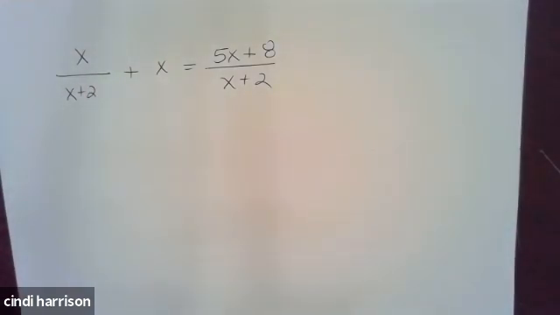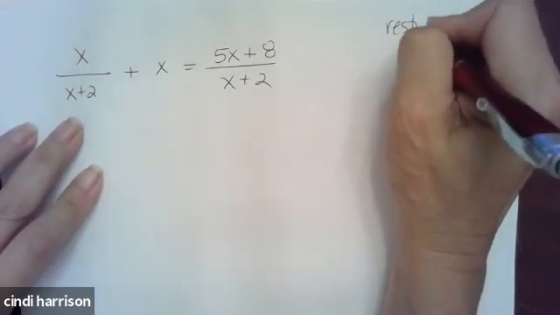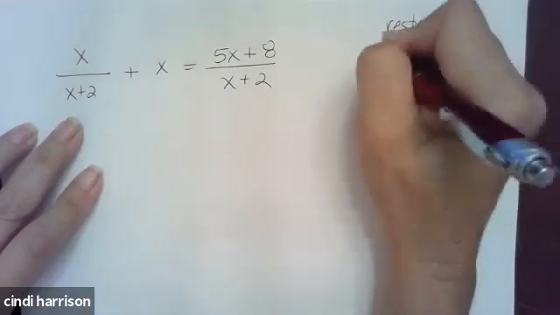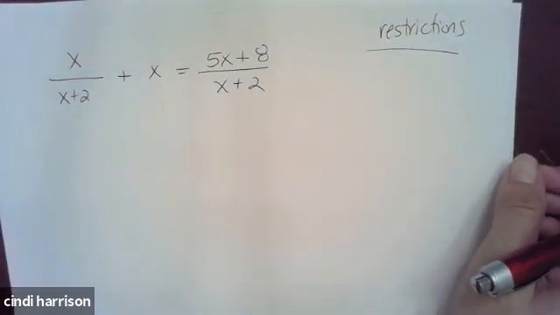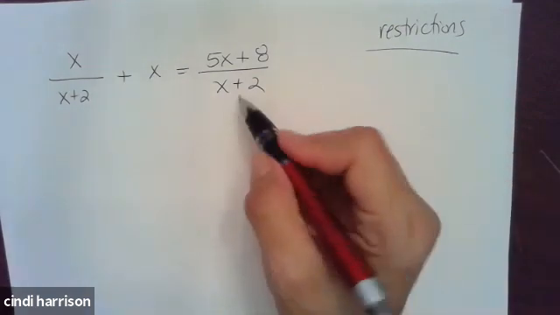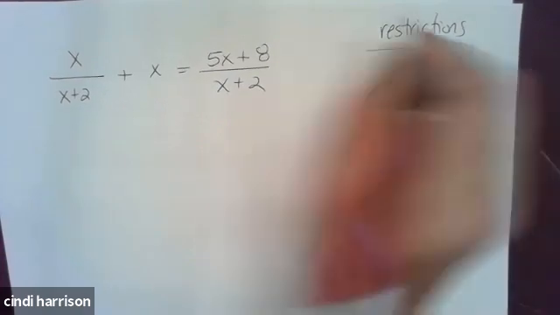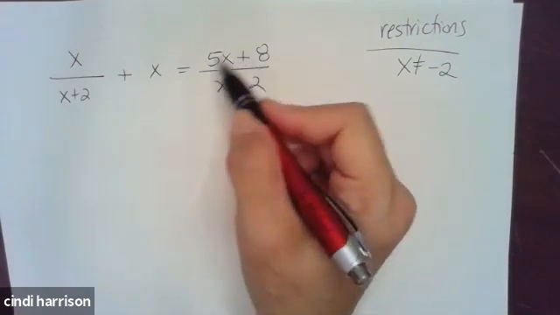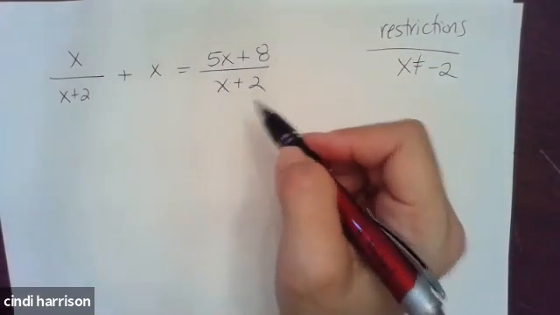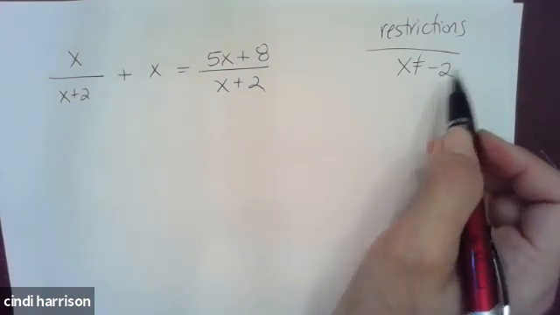So to solve algebraic equations, the first thing you need to do is identify the restrictions. The restrictions are the values that would make the denominator 0. So in this case, that would be -2. So we say x cannot equal -2. -2 plus 2 is 0. Division by 0 is undefined. So we have to make that restriction that x cannot be -2.